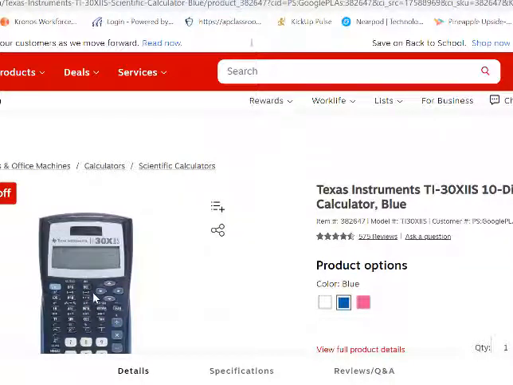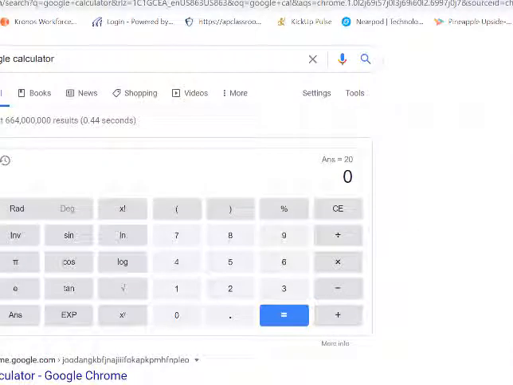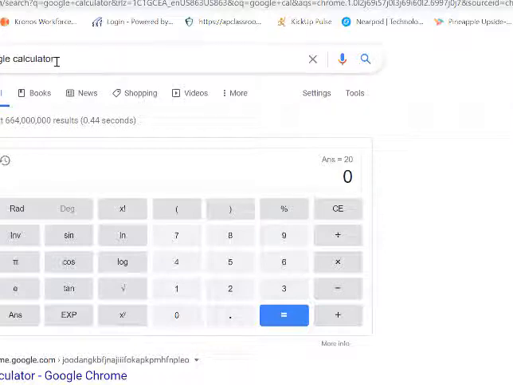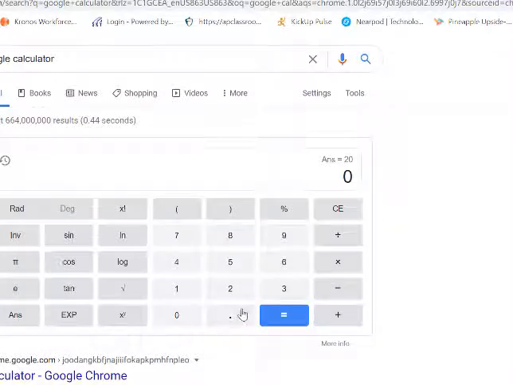If you don't have this calculator available, or your graphing calculator, then I would suggest Googling calculator. So just in the search, type Google calculator. And you should get a calculator that looks like this one. So this is the one that we're going to use first.